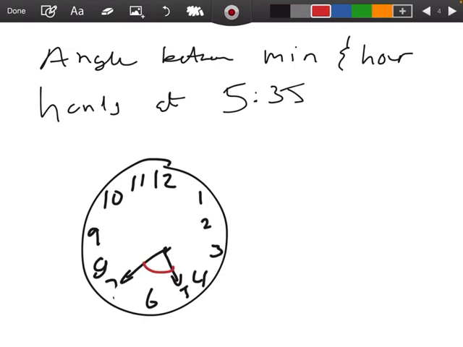Okay? So, y'all, what I want to see is if I can find this angle here, okay? And then I want to know, can I find that angle there? And the way I'll find the red angle is I'll take the green angle minus the blue angle, and that'll give me the red one, right? So let's see if we can find the blue angle, okay?